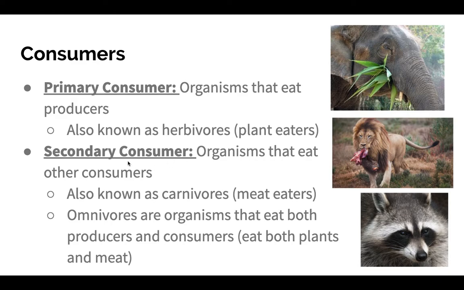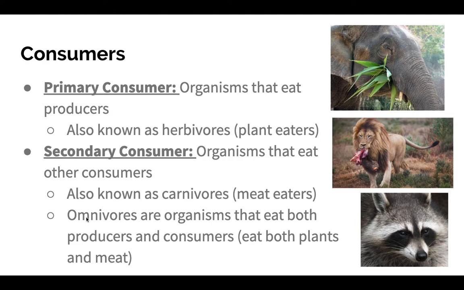The other term down here is a secondary consumer, and this is an organism that eats other consumers. So they might be eating other secondary consumers, they might be eating primary consumers. They're not eating plants though. So the lion over here is a secondary consumer. It is eating other animals or other consumers. Meat eaters or carnivores are some other terms you will hear for a secondary consumer.